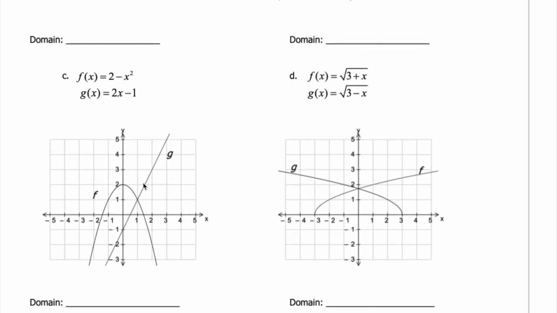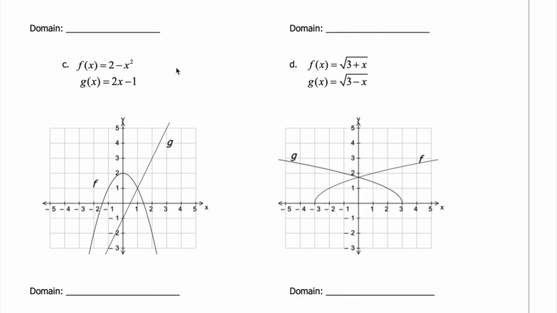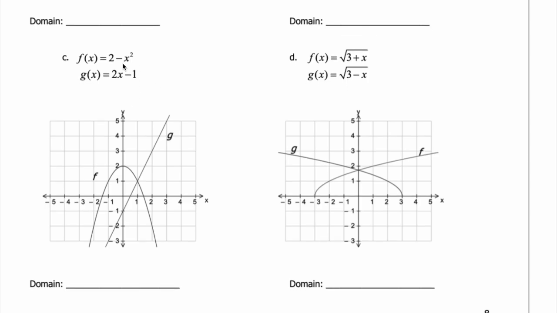In this one, we can add them together. If you take a quadratic and add it to a linear, you just get another quadratic, right? If you add them together, you get negative x squared plus 2x plus 1. So we can graph it straight from this. You can even factor out the negative 1.